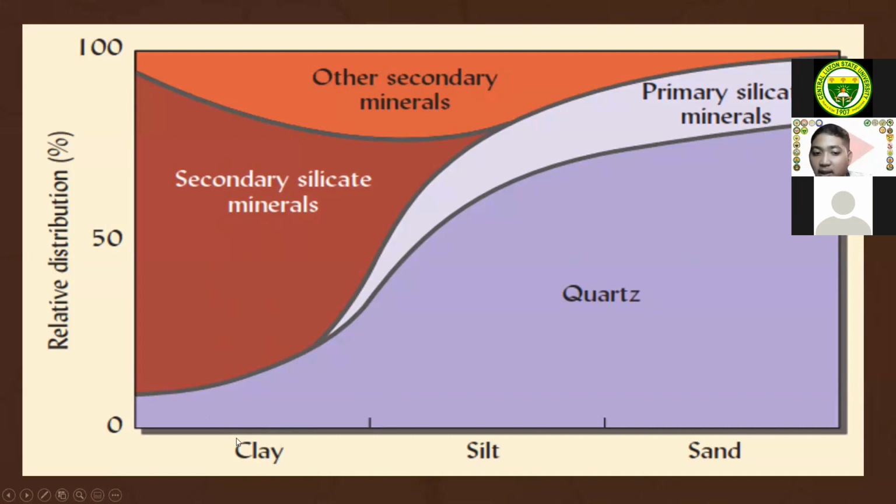So clay natin is mainly composed of secondary silicate minerals, specifically yung ating mga aluminum silicate minerals, yung ating mga vermiculite, illite, kaolinite. So yun yung ating mga clay particles. Dito naman sa sand, yung mga primary minerals like quartz, feldspar, mica. Then yung silt natin is always the intermediate between the clay and sand.